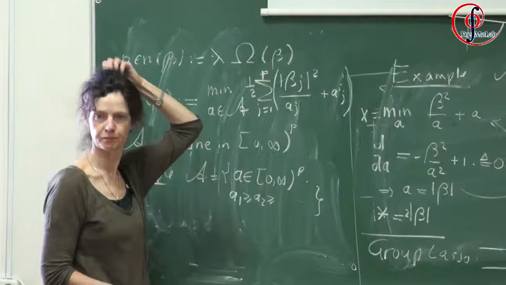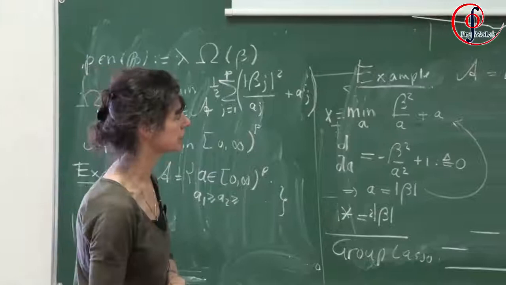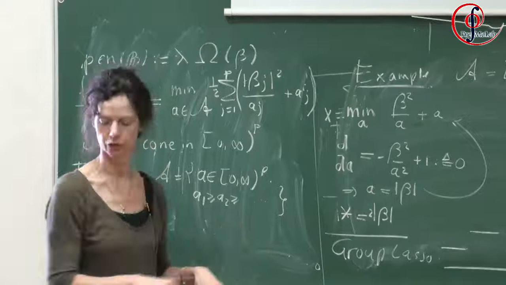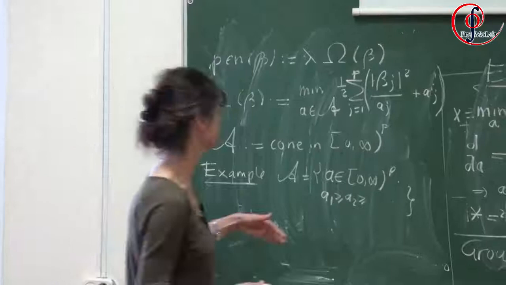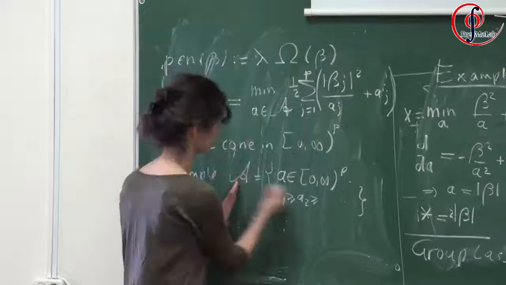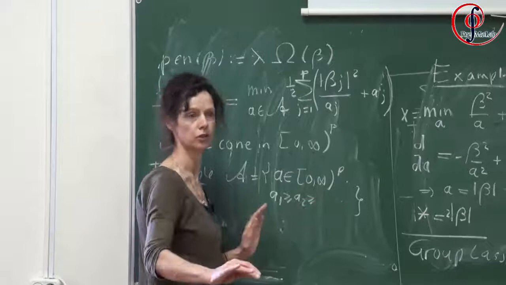What we can also see is that as soon as you start putting structure in your penalty, you have to do it in a sensible way, so that you believe that the truth is indeed of that structure. So for instance, if you say the first ones are the most important, so I put this kind of penalty with this cone, and in fact it's the other way around, the last ones are the most important, then you can imagine that you're doing something stupid, and then you will get bad results.